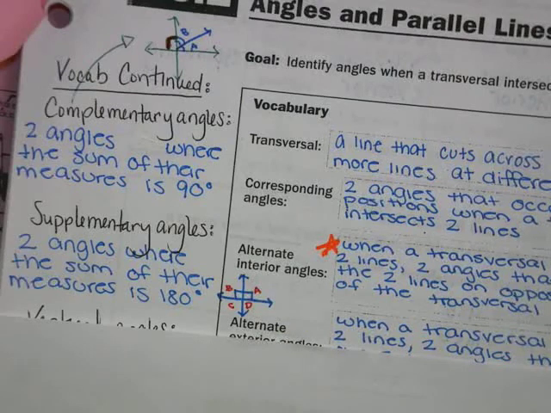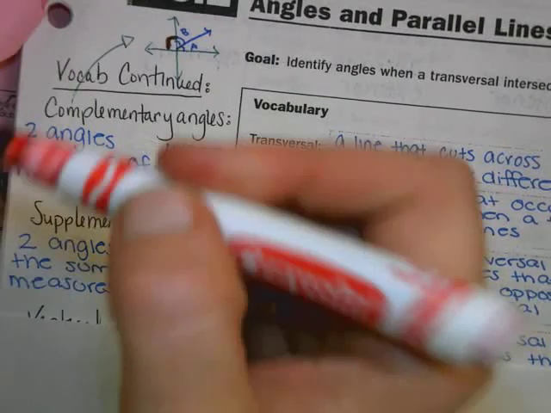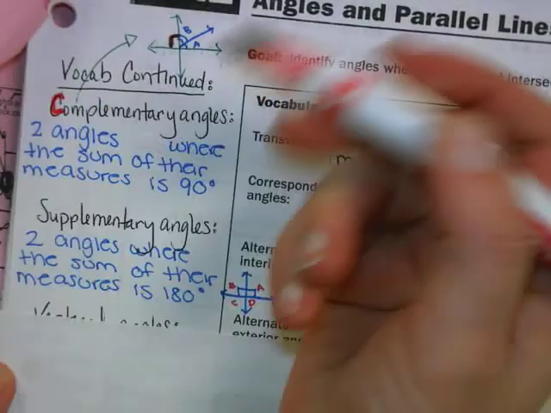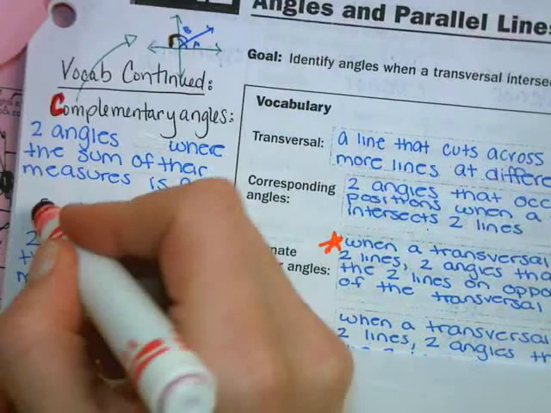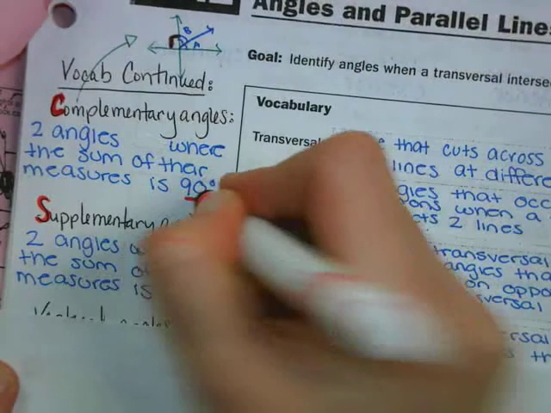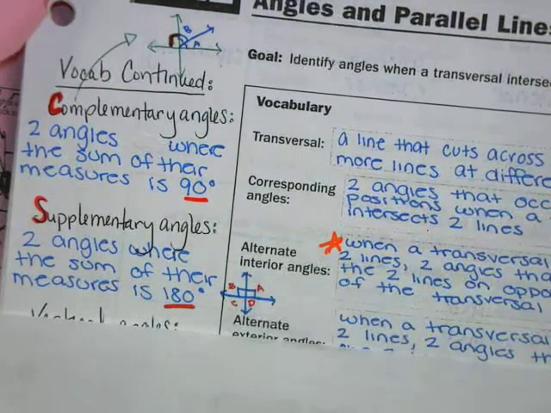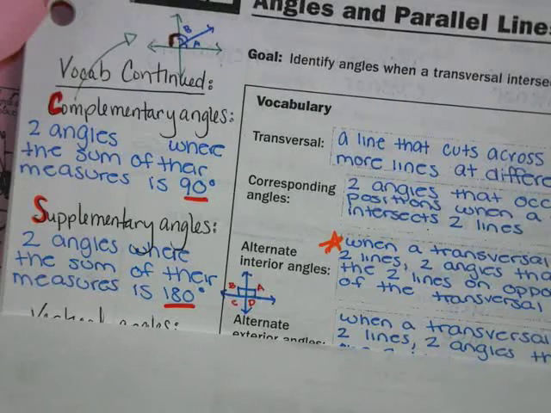So one way I remember this, which one goes with the 90 and which one goes with the 180: C comes earlier in the alphabet than S, and 90 comes earlier when counting than 180. So C goes with 90 and S goes with 180.